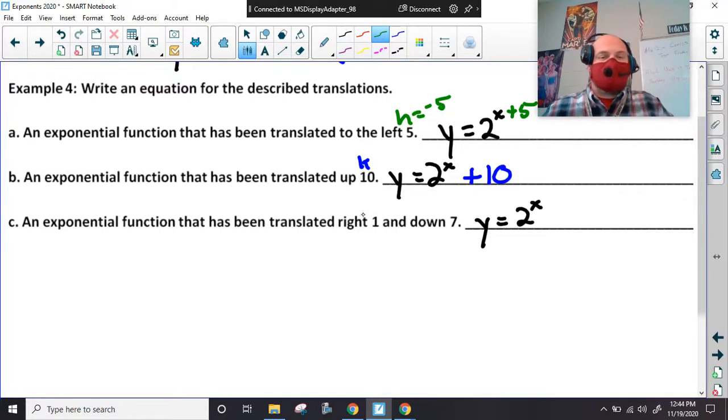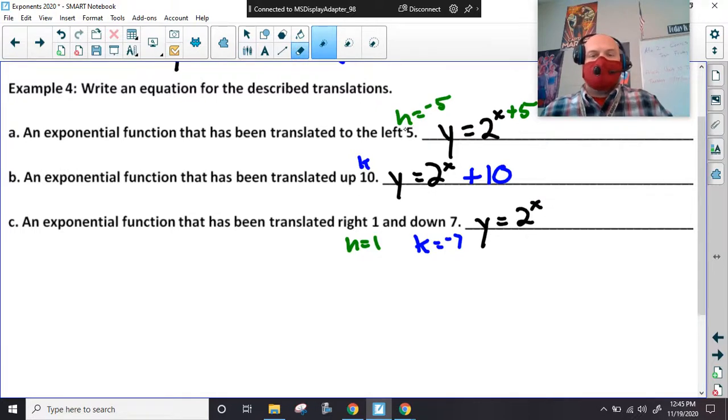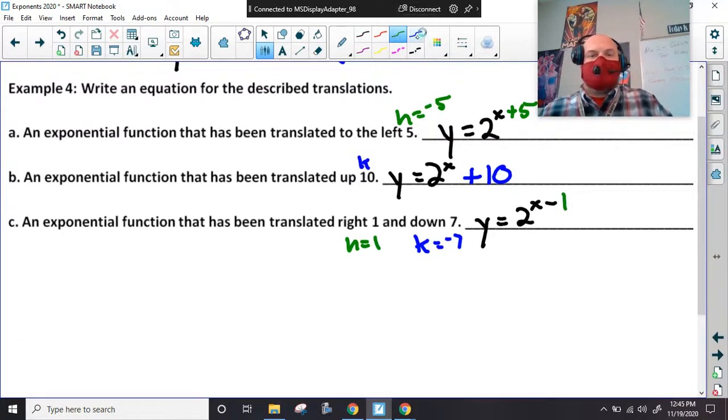So this is translated to the right, so this means h equals 1. And down 7, this means k equals negative 7. So this would be, oh, no, not a plus. So minus, and then 1 goes here, and then minus 7 goes there.